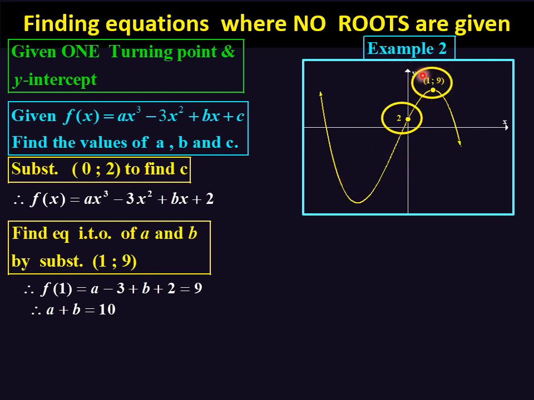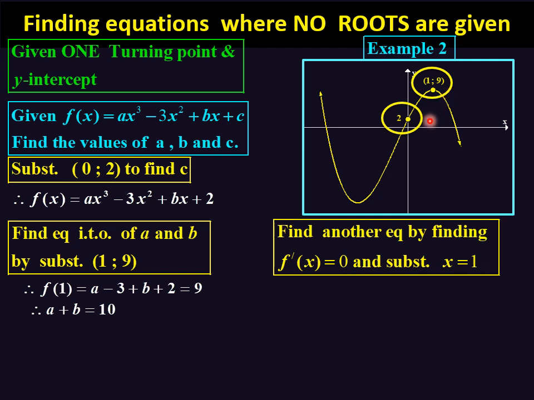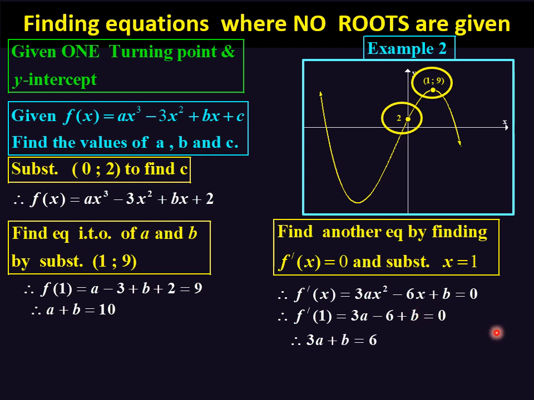But let's see. They mentioned that 1, 9 is a turning point. What do we know about turning points? That's correct. The first derivative is equal to 0. So here we're going to use calculus to assist us further. So we find the first derivative, equate it to 0, with x equal to 1. Differentiating gives us 3ax squared minus 6x plus b equal to 0. Substitute 1. 1 squared is 1, so that becomes 3a minus 6 plus b, and we can simplify that, and that leaves us with 3a plus b equal to 6.